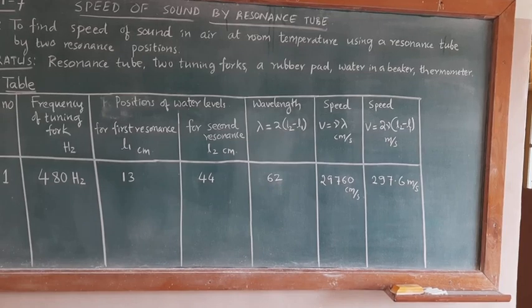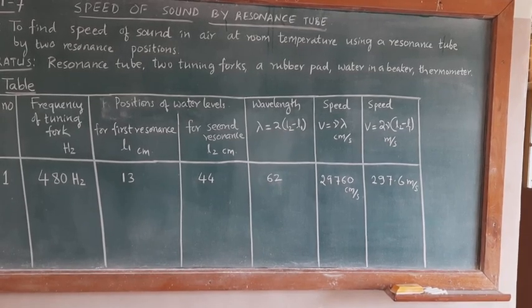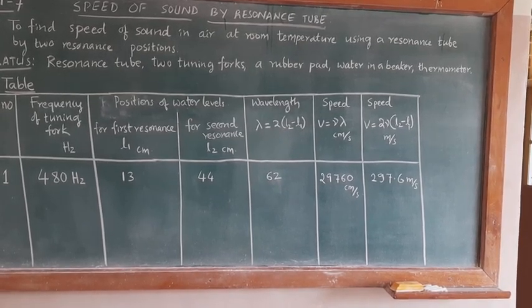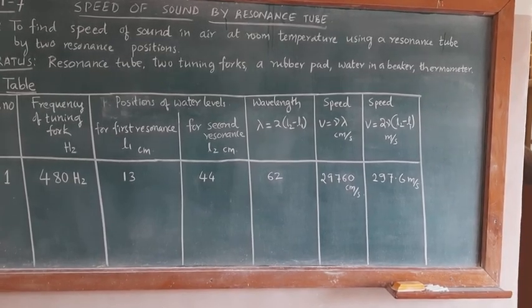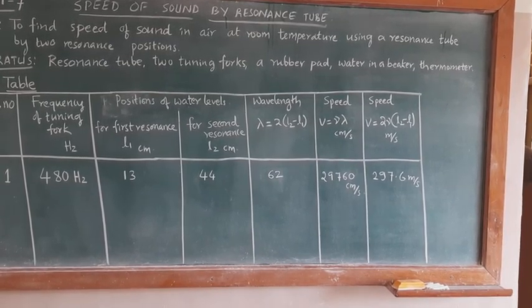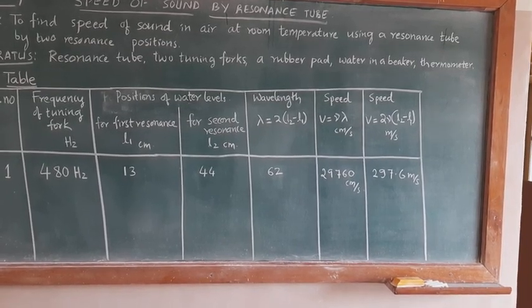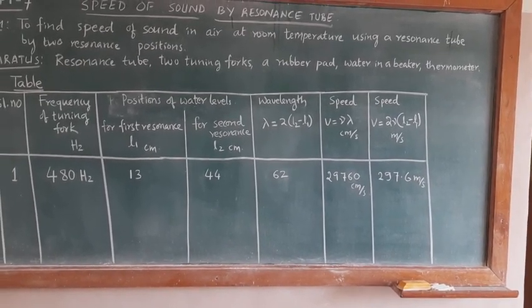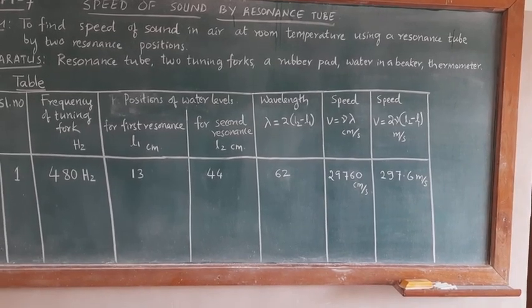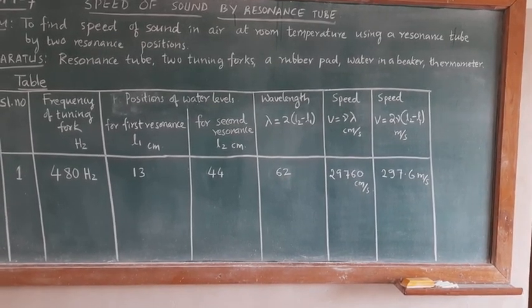And finally we calculate speed. Speed is equal to frequency into wavelength, that is nu into lambda. Lambda is 2(L2 minus L1). Therefore, the final column is the speed of sound in meter per second, which is given by V equal to 2 nu (L2 minus L1).